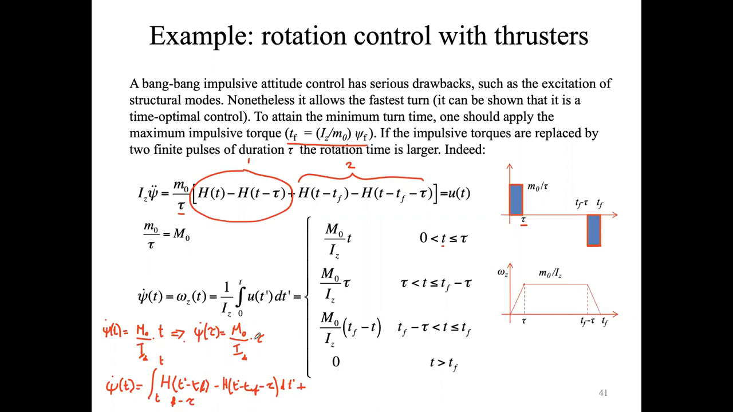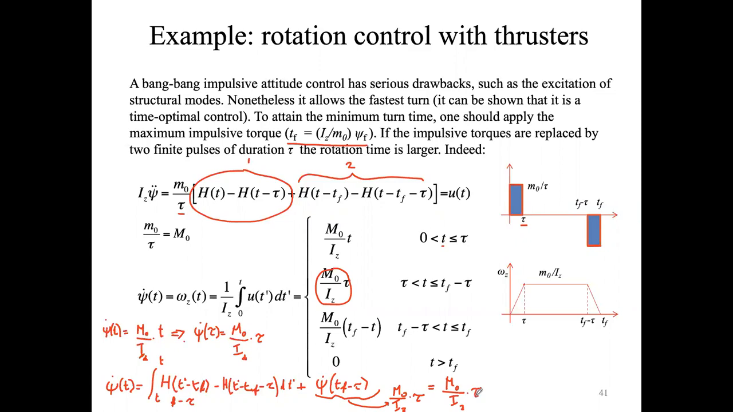So we know that at that time, the angular velocity was equal to, so this is psi at time t final minus tau, that from the previous step we know is equal to m0 divided by the moment of inertia times tau. This first integral, so the second term now is in front, so we know that it is m0 divided by iz times tau.